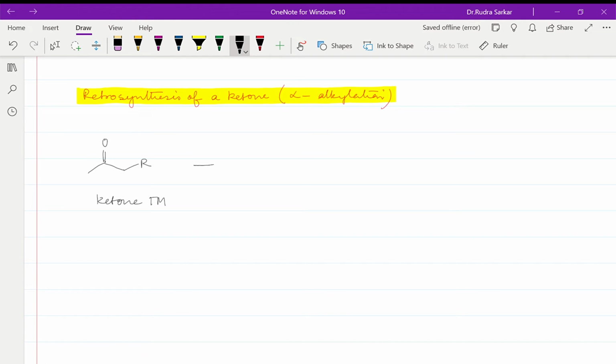So one of the retrosynthetic pathways for this type of ketone is to break the bond between the alpha carbon and the R. For that, the synthons that will be formed are a carbanion, which we will call our nucleophile, and another synthon, R plus, which we will call our electrophile.